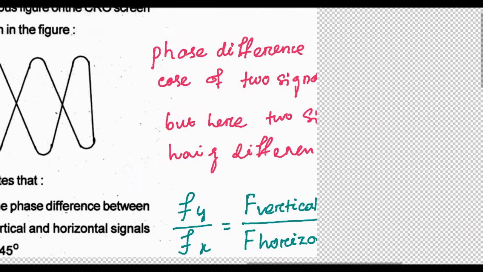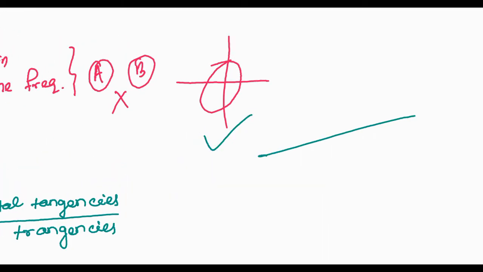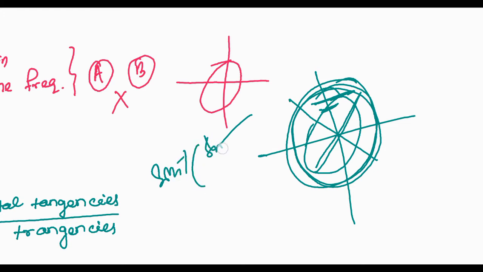The image type will be like this: only a straight line, or this, or like this, or a total circle. And this represents the phase angle. We can find out the phase angle difference between the signals we are providing to the x-axis and y-axis. And how can we find the phase difference? By this intersection: the sine inverse of the small intersection by the big one.